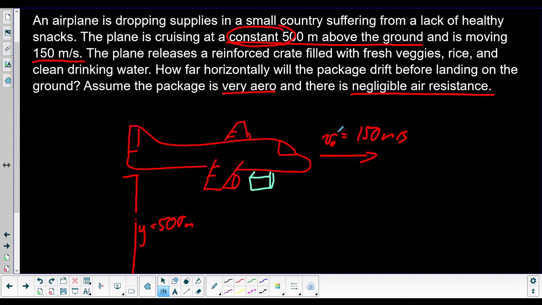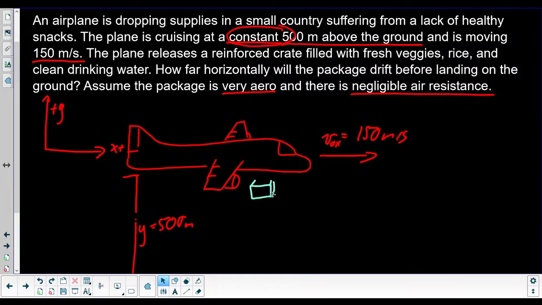And this velocity, I'm going to say this is the x direction, the positive x direction. And we'll make this the positive y direction. So this velocity is 100% in the x direction because we're at a constant height. We're not moving up or down. So our velocity up and down is 0. So what I'm going to do is I'm going to put a little x here to tell me that that velocity is the x initial velocity. So the plane is going to release our crate, this crate right here, and it's going to fall down to the ground.